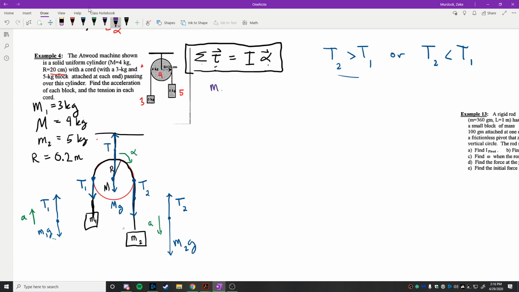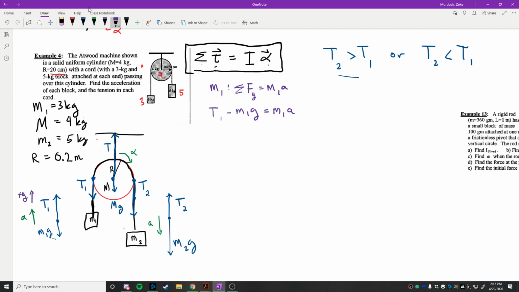So for M1, we're going to basically say that this direction is positive because that's the acceleration direction. That means that we can say that T1 minus M1G should be equal to M1A. I left out a step here. This is going to be the sum of all forces acting on this object is equal to its mass times its acceleration, and I guess we call that the y direction. So then we would say T1 minus M1G is equal to M1A.